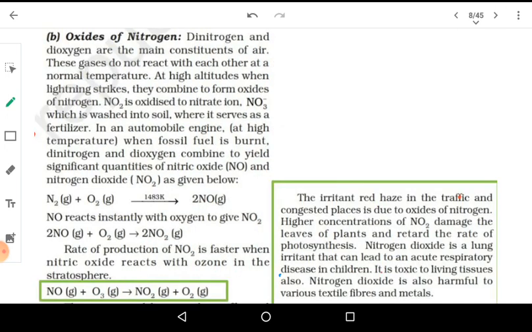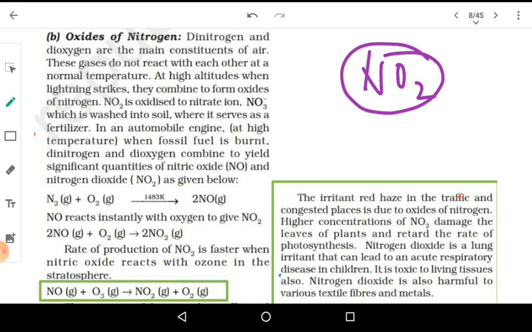Now let us move on to the oxides of nitrogen. The main oxides of nitrogen include NO2, NO3 and so on. So let us take NO2 because this is the major pollutant. Now dinitrogen and dioxygen are present in the air, but these are not very reactive. But under certain conditions, like when there is lightning, or even in automobiles when fuel is combusted, what is happening is that they can react.